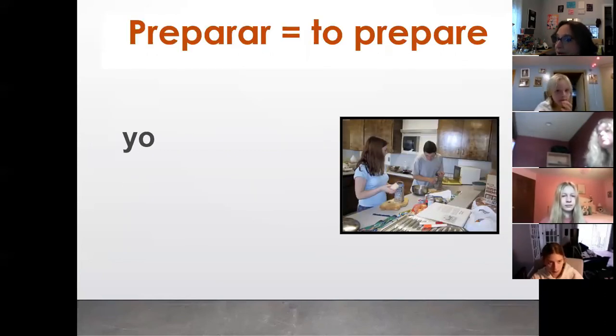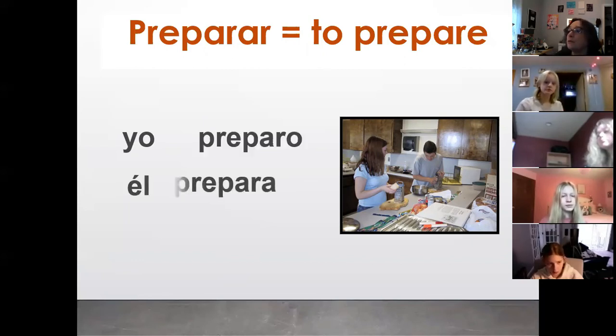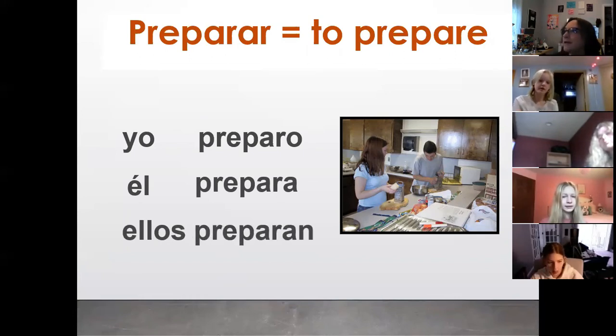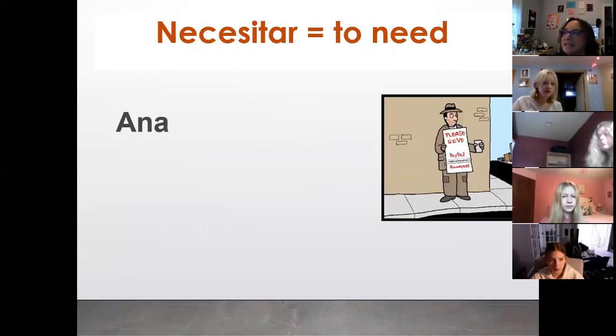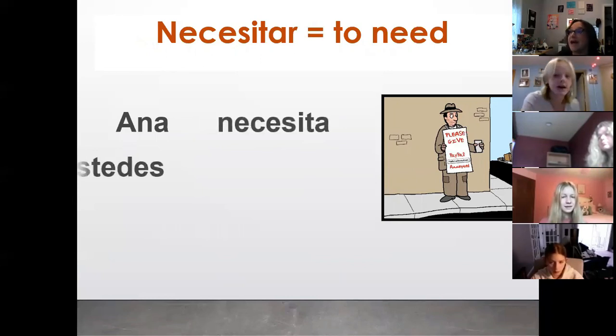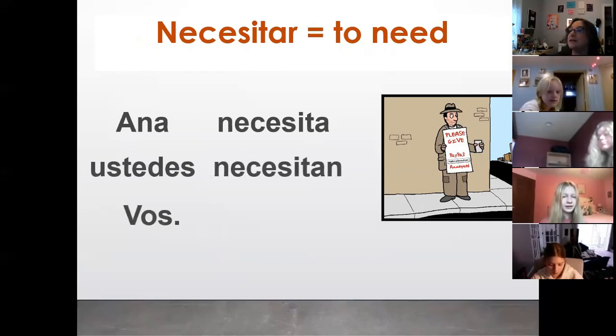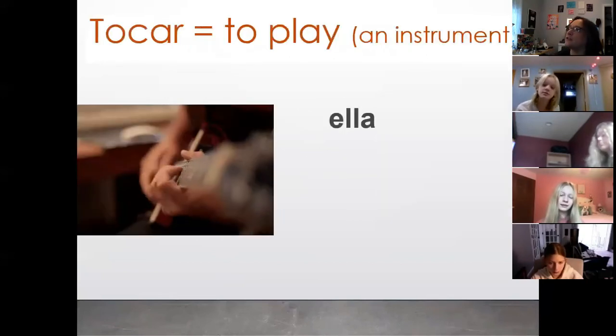Preparar, yo preparo. Muy bien. Oh, whoops, I got ahead of you. Él prepara. How about ellos? Preparan, excelente. Preparo, prepara, preparan. Necesitar. Ana necesita. Ustedes necesitan. Vosotros necesitáis, perfecto.